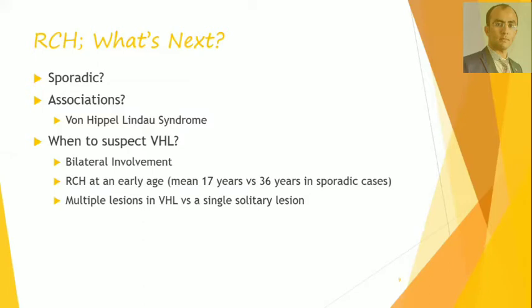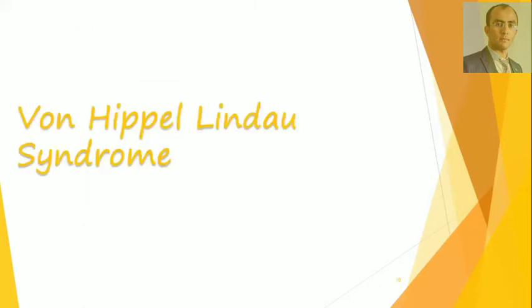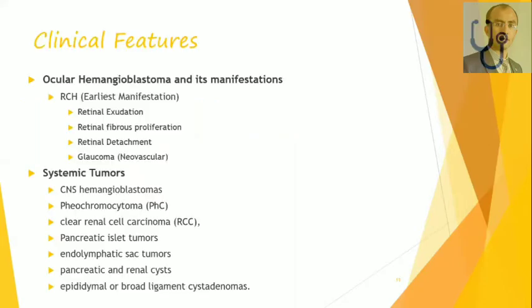Von Hippel Lindau syndrome is associated with multiple tumors. The most important are retinal and CNS hemangioblastomas, and there will be clear cell renal cell carcinomas, pheochromocytomas, pancreatic islet cell tumors, and other visceral cysts.